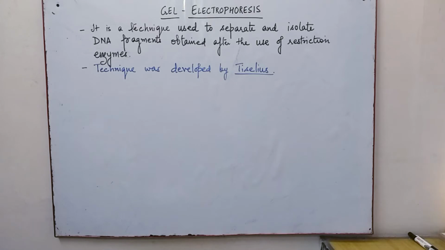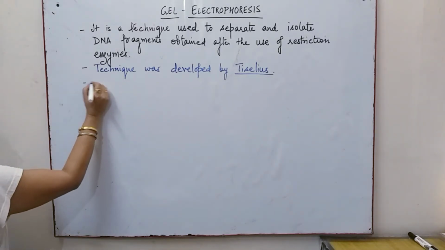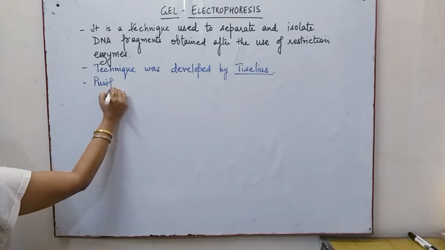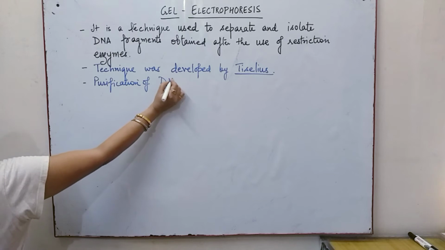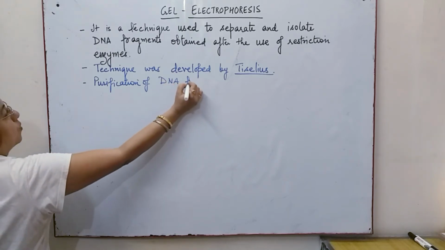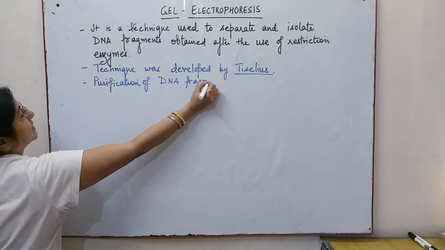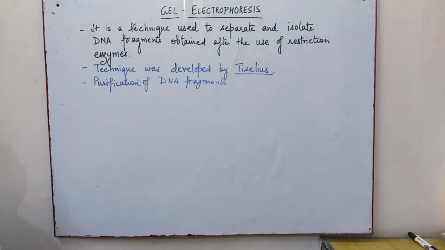So, it is a technique which is used to separate and isolate the DNA fragments obtained after the use of restriction enzyme. In a way, we can say that it is a method of purification. It is purification of DNA fragments. And this technique was developed by Dacelius. Let us now get into what is actually gel electrophoresis.